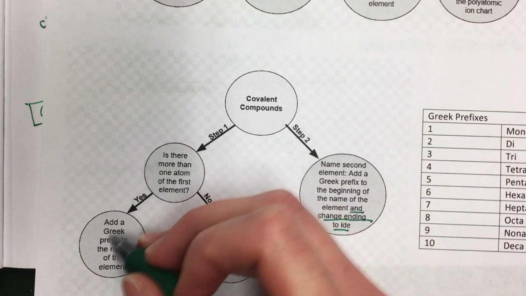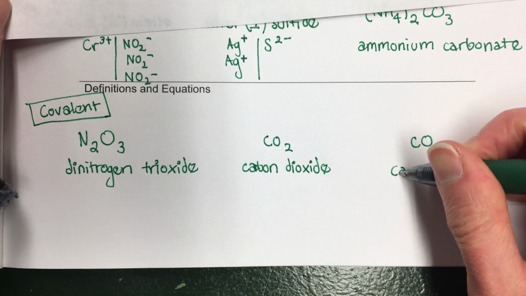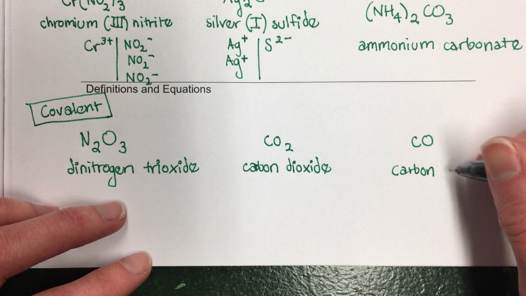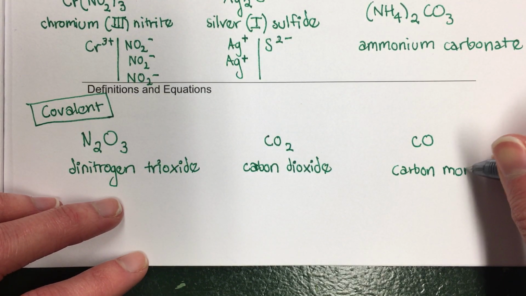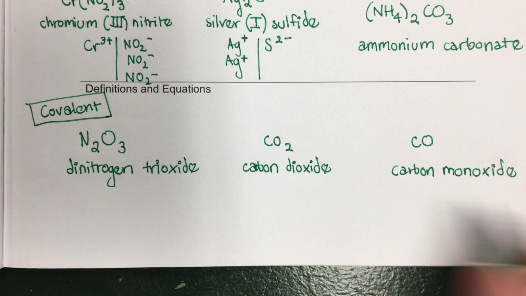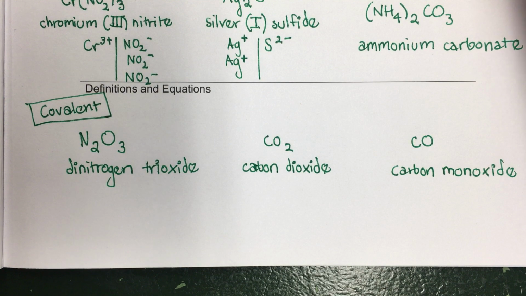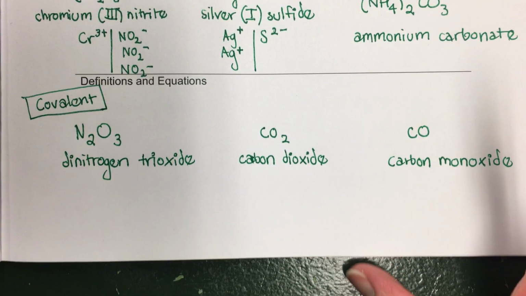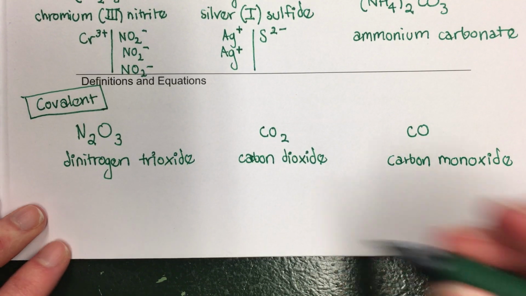Let's do this one. Again, the first element, there's not more than one, so we don't add a prefix, so it's just carbon. Now the second one, we always add a prefix, even if there's just one. So with just one oxygen, that's mono, so that's why CO is carbon monoxide. See, now these names should make sense. It's kind of cool. Okay, let's just do a couple more covalent.